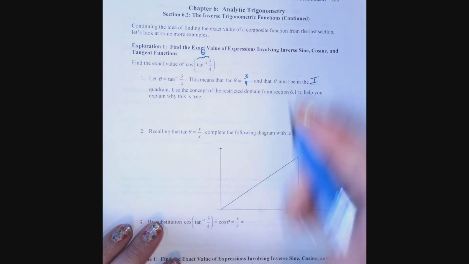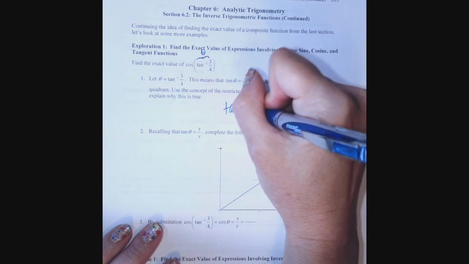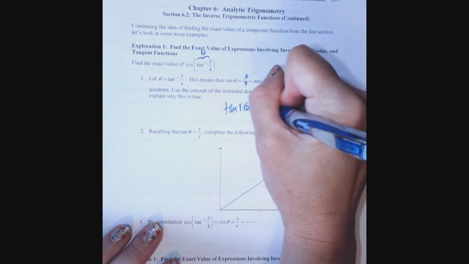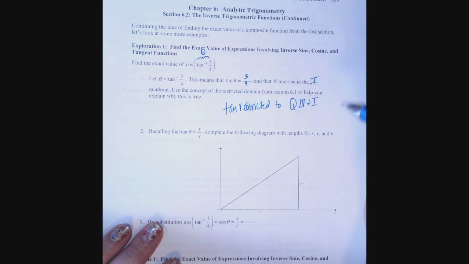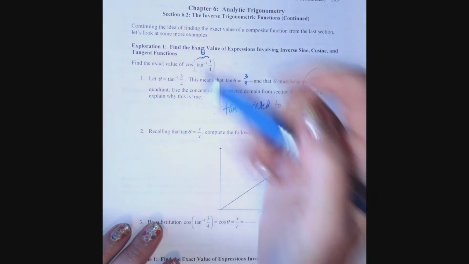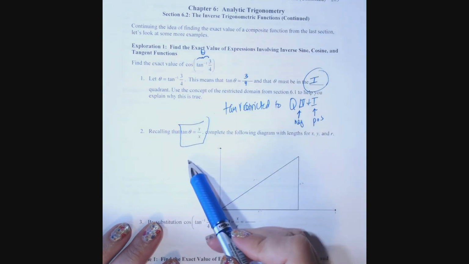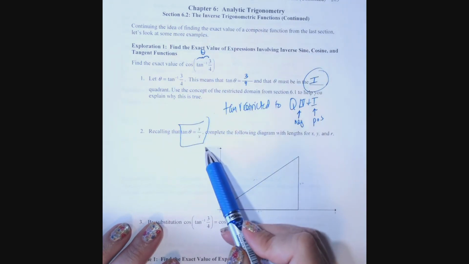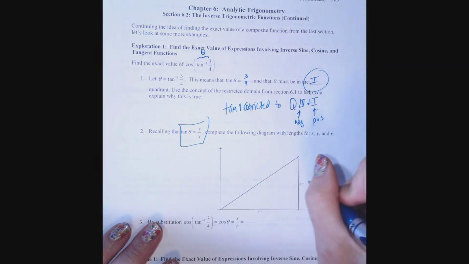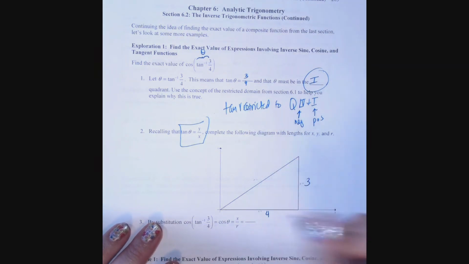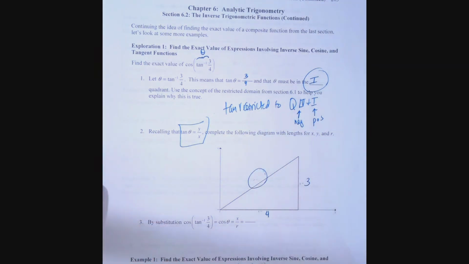And think about why this is true. Tangent is restricted to quadrants 4 and 1, and it's negative in quadrant 4 and positive in quadrant 1, so we know we're in quadrant 1. We also know that our tangent function is y over x. So if tangent theta is 3/4, then our y component is 3 and our x component is 4, and we need to figure out r.